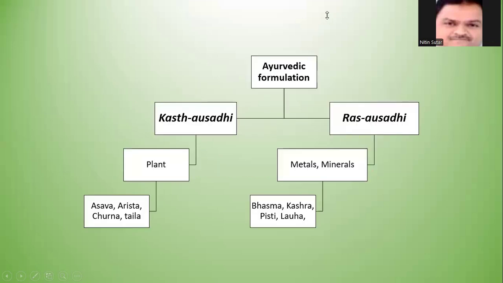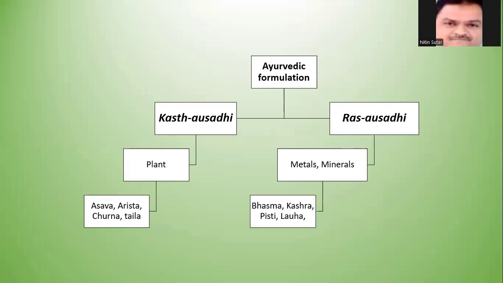So Ayurvedic formulations are mostly classified into two categories: Kasta Aushadhi and Rasa Aushadhi. Kasta Aushadhi includes plants, where the drugs we obtain from the plant parts may be organized or unorganized dosage forms.